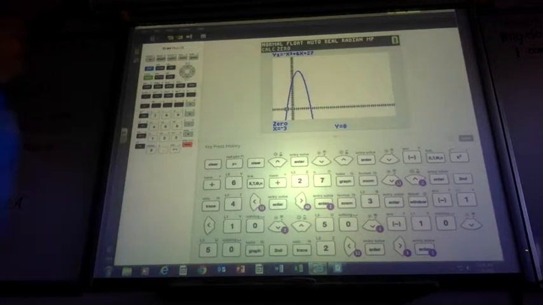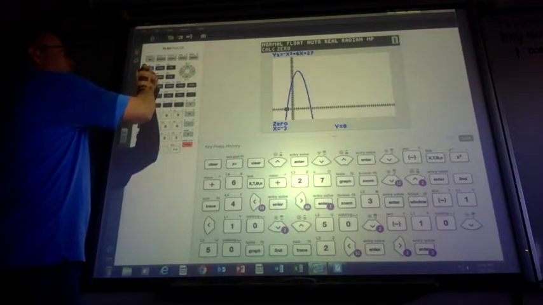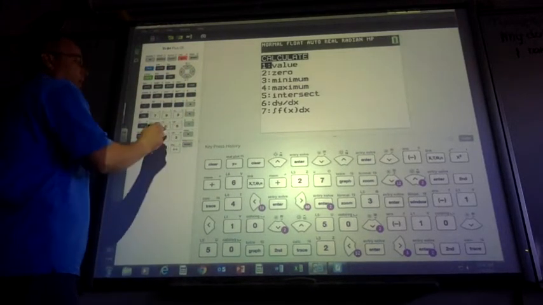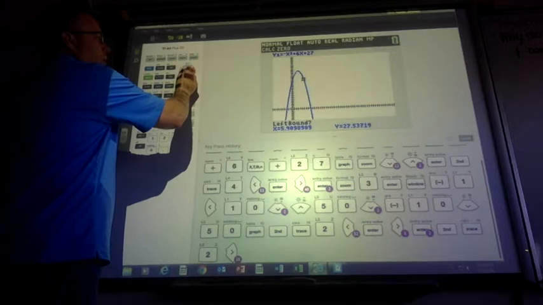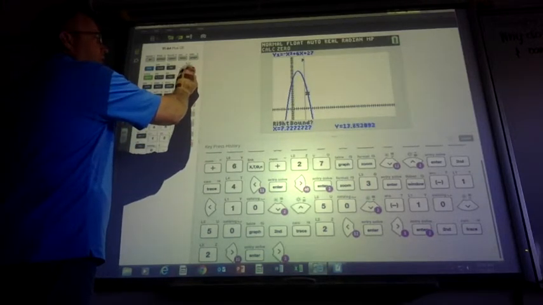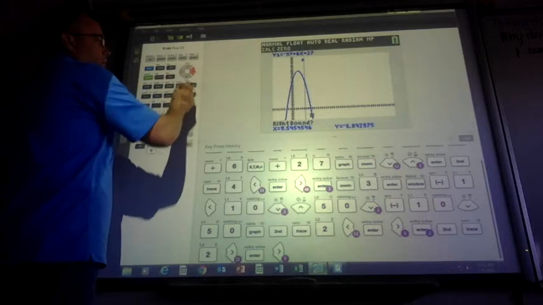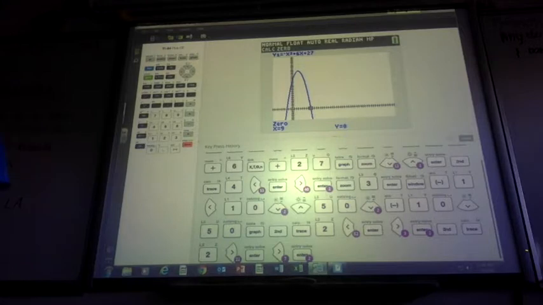So now I want to find my other 0. My other 0 is right there. So we're going to do the same thing. I'm going to go second, trace. I'm going to find the other 0. Now I have to move my cursor over on the other side. So this way, because I'm going this way, I need to be above it and then below the x-axis to get that 0. Do I want to guess again? No, I want to know. So then the other one says, look, 9 comma 0.